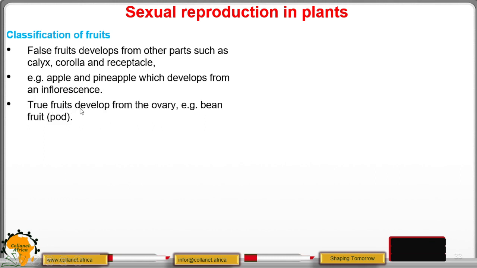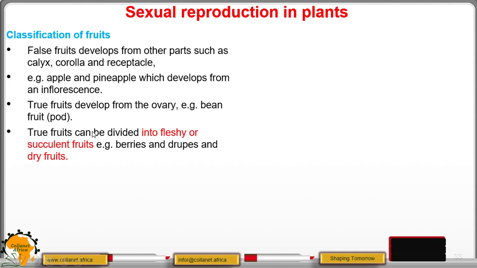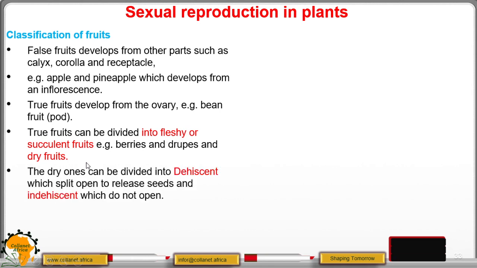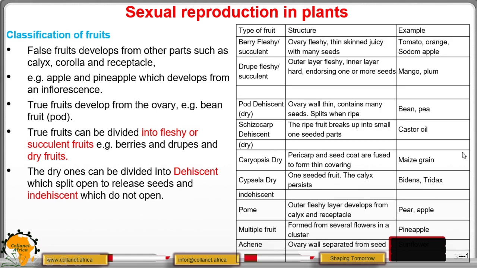Then we have true fruits developing from the ovary, for example, the bean fruit. These true fruits can be divided into two. We have fleshy, which are also called succulent fruits, and include berries and drupes. Then apart from fleshy fruits, we have dry fruits. Dry fruits are divided into two again. We have dehiscent, which split open to release the seed, and the other type, indehiscent, which do not split open.